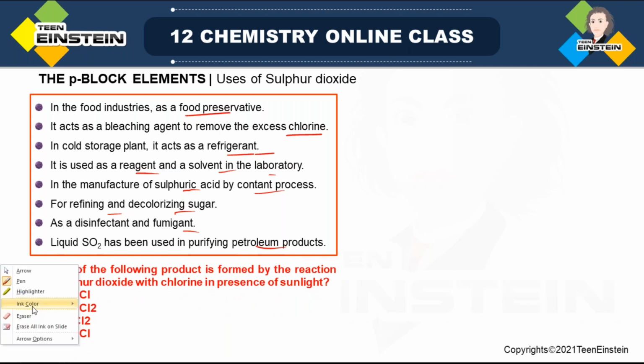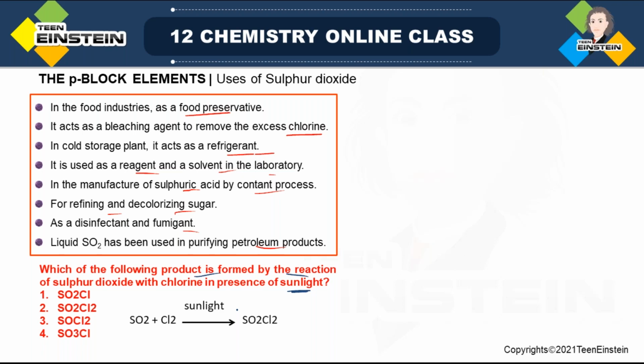Next, we have a question related to this gas. Which of the following products is formed by the reaction of sulfur dioxide with chlorine in presence of sunlight? So it is the reaction SO2 plus chlorine. And remember, we have just discussed two slides before how SO2 reacts with chlorine and what product it produces. Here you can see different types of sulfur oxygen chlorine products. But the product that is formed is SO2Cl2. So this will be the correct answer.